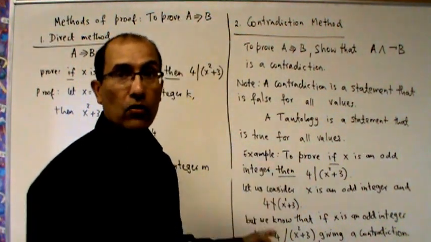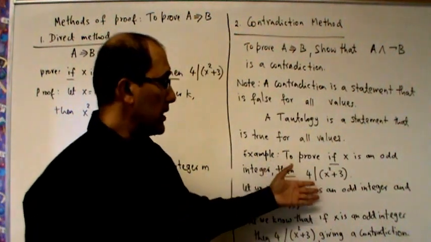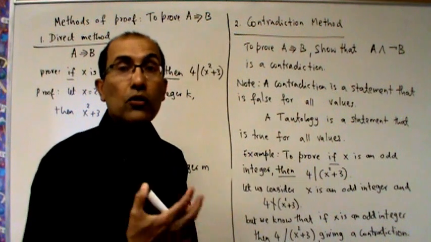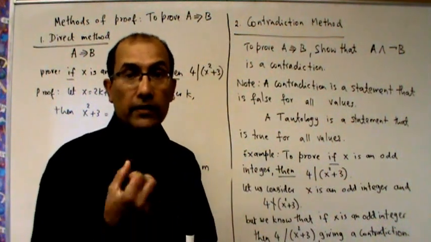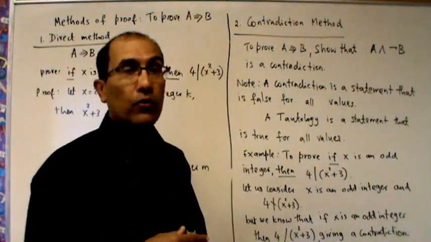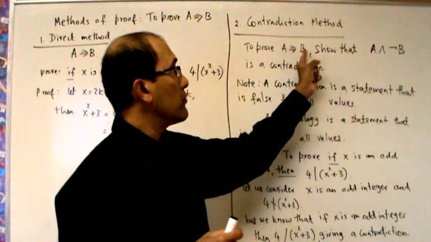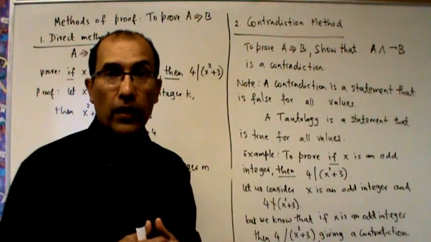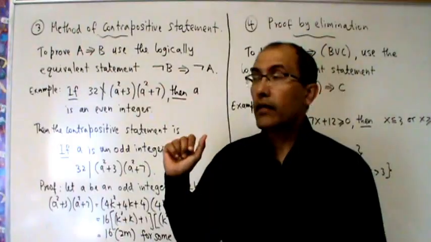That gives us what's called a contradiction between this statement and what we know, and that's the end of the proof. So when you reach a contradiction, that's the end of the proof. That proves that the A implies B statement is true. So that's the second method of proof. Now let's look at the last two methods.